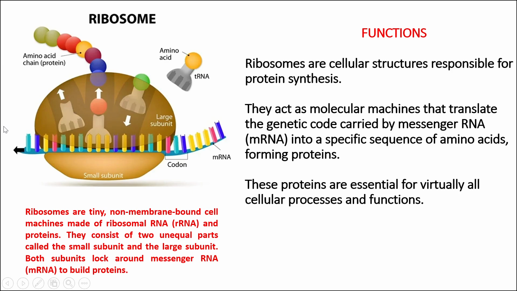So what is the function of ribosome? Ribosomes are cellular structures responsible for protein synthesis in a cell. They act as molecular machines that translate the genetic code carried by the mRNA into a specific sequence of amino acids that forms the protein. These proteins are essential for virtually all cellular processes and functions. They help in protein synthesis.